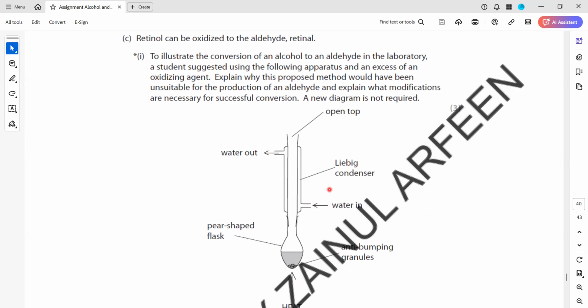And the oxidizing agent should not be in excess, because excess oxidizing agent will be used if we want a carboxylic acid. So we should not use an excess. We should only use a limited quantity of oxidizing agent. So the 3 points we'll mention. One is this is a reflux apparatus which will result in a formation of retinoic acid. So we have to change the position of the condenser, like convert that into distillation, and use a limited amount of oxidizing agent.